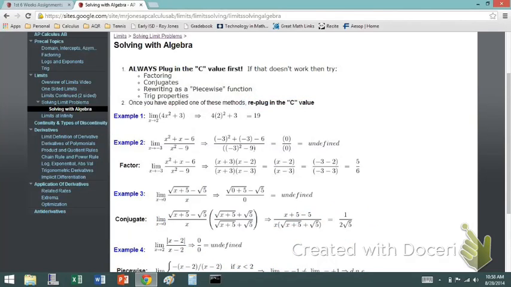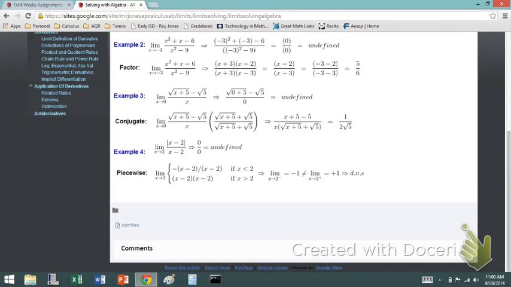Finally, we have the idea of example 4 here. The limit as x approaches 2 of an absolute value function. Plug your 2 into both of those spots and you get 0 over 0, which is again undefined. So we have to do something else. We can't factor it. We can't conjugate it. But absolute value functions can always be rewritten as a piecewise function.